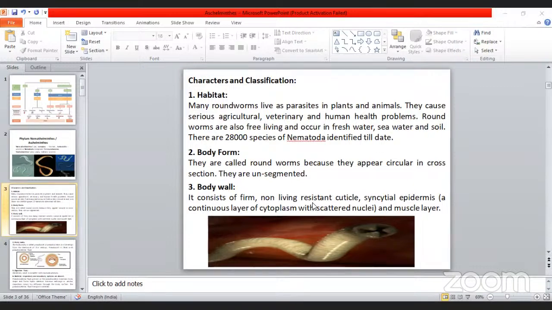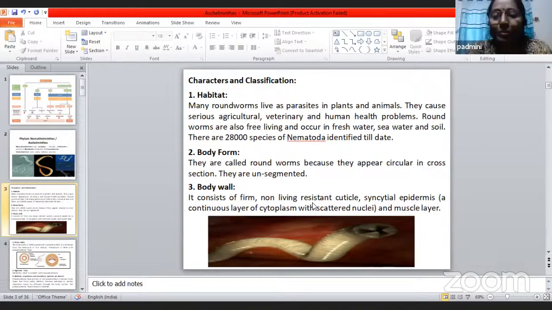Yes, ma'am. It is the epidermis, which has a huge number of nuclei in it. All the cells are put together. They come close together, lie next to one another, so that they look like they are multinucleated, because all these cells are close by. That is why it is called syncytial epidermis. That is why they look like a continuous layer of cytoplasm with scattered nuclei, but each cell is close by. So that is called syncytial epidermis. And of course, it has a muscle layer.